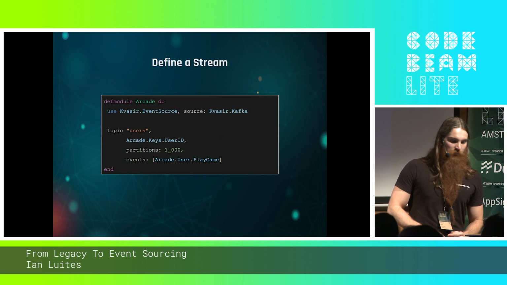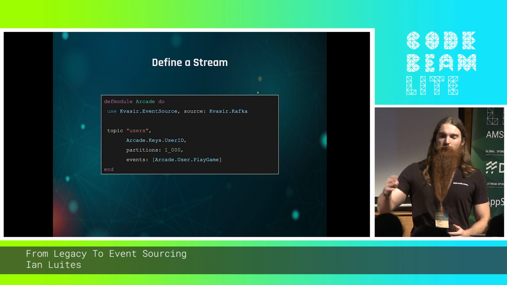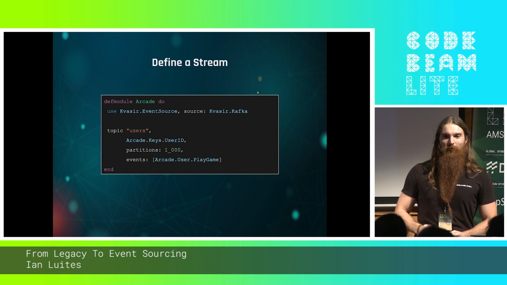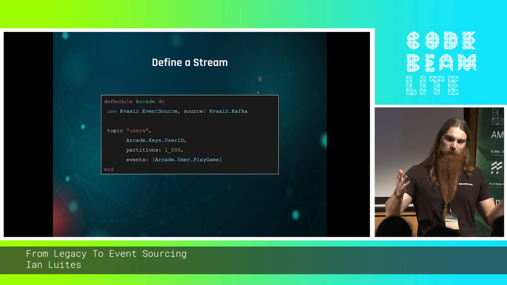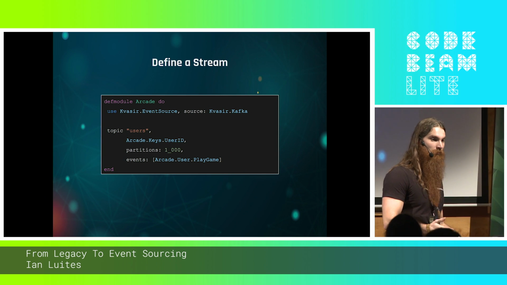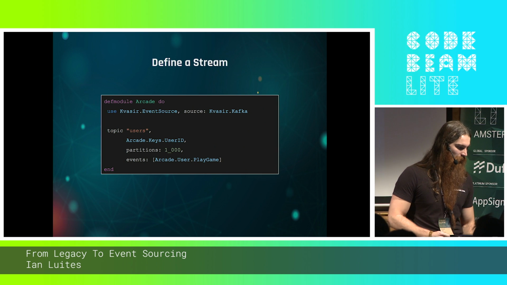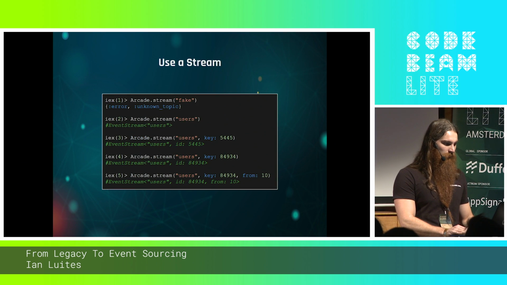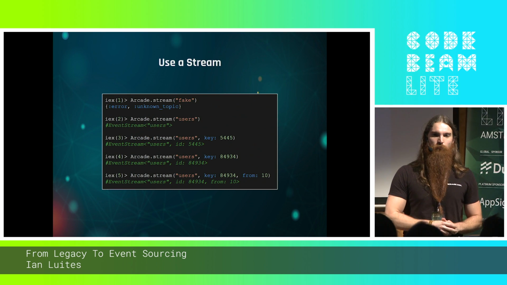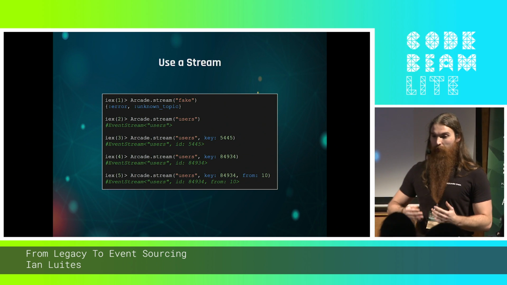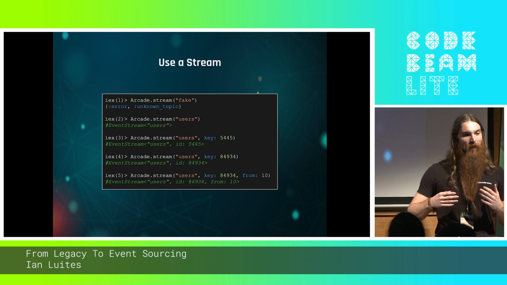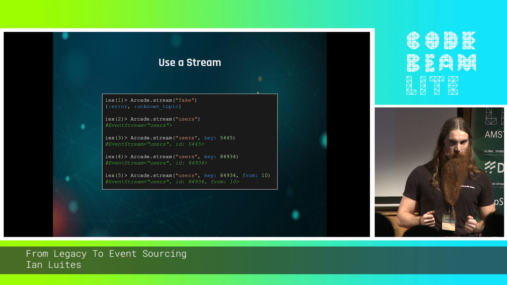So in the end, we just decided, if you make a topic, you just tell us which events we can find in there. If you try to publish or read something that isn't part of these events, we'll just error out or discard it, depending on how you configure it. The easy use is then, you use them as a stream, and they will be a lazy stream that is usable in Elixir as any enumerable is.